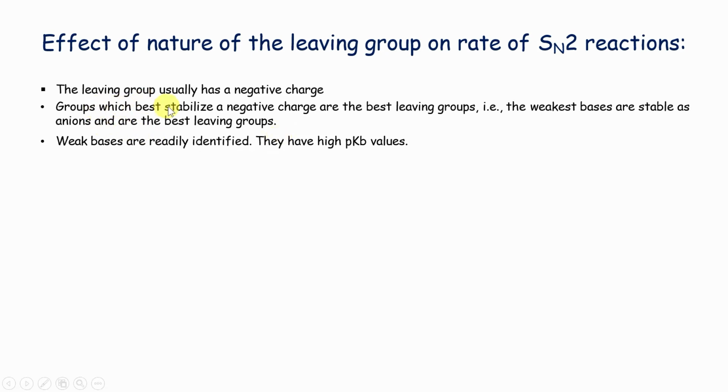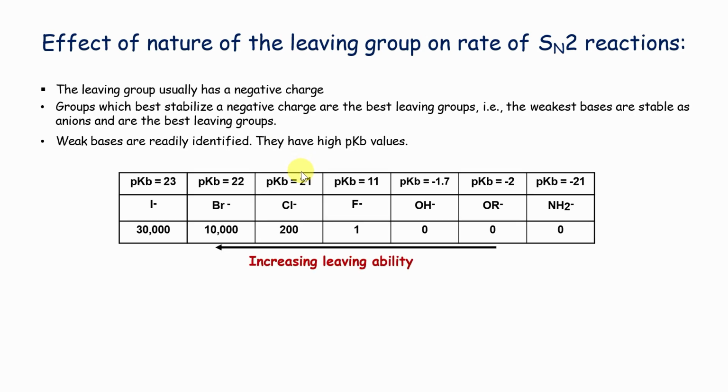The leaving group usually has a negative charge. Groups which stabilize a negative charge are the best leaving groups. That is, the weakest bases are stable as anions and are the best leaving groups. Weak bases are readily identified. They have high pKb values. See this table: iodide has the highest pKb value, about 30,000, whereas NH2 has a pKb value of 0.